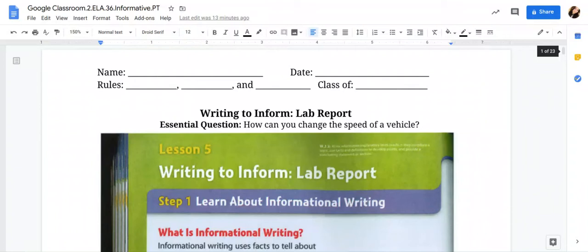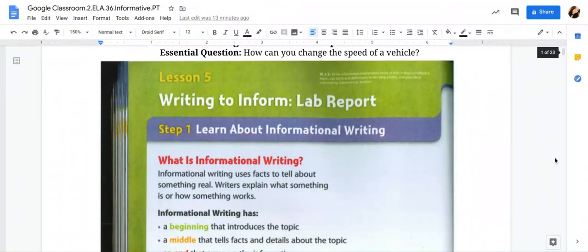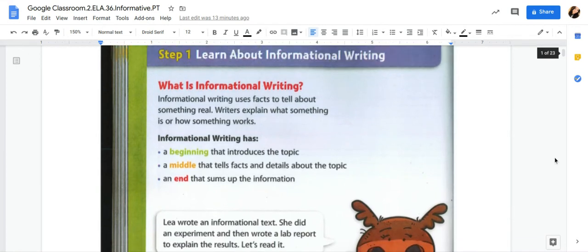We're going to look at an example first, and then we're going to start our writing assignment. So, this is lesson 5. What is informational writing? Informational writing uses facts to tell about something real. Writers explain what something is or how something works. Informational writing has a beginning that introduces the topic, a middle that tells facts and details about the topic, and an end that sums up the information.